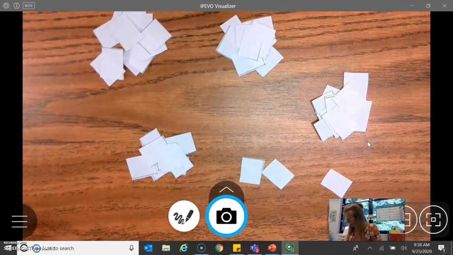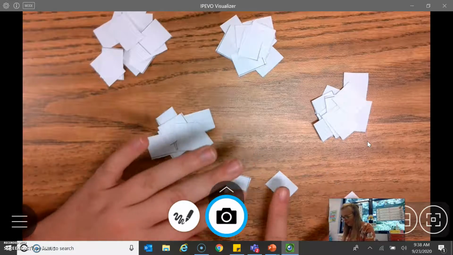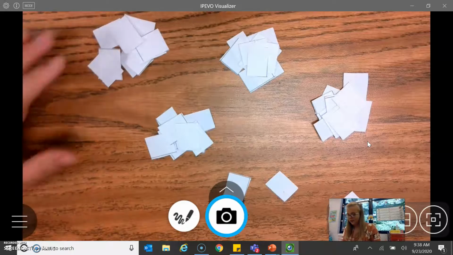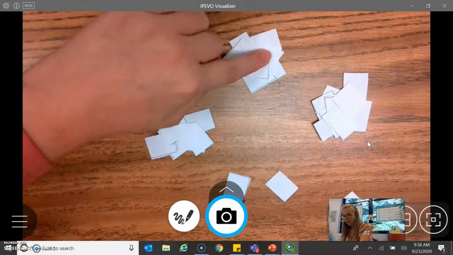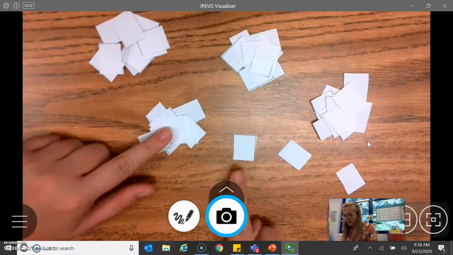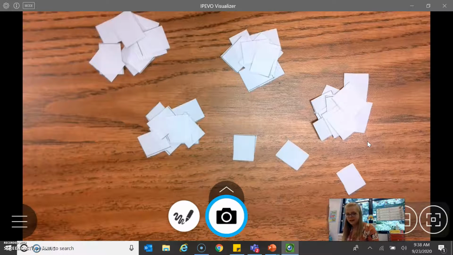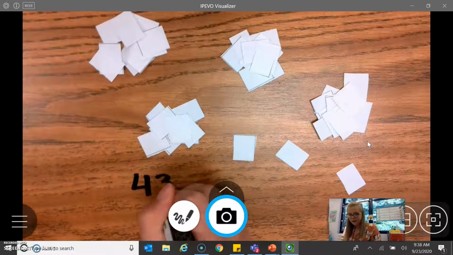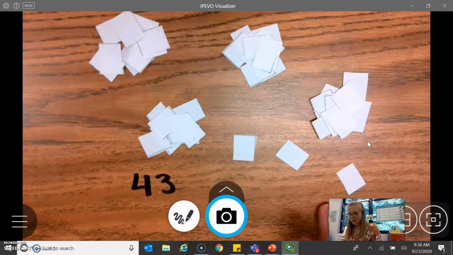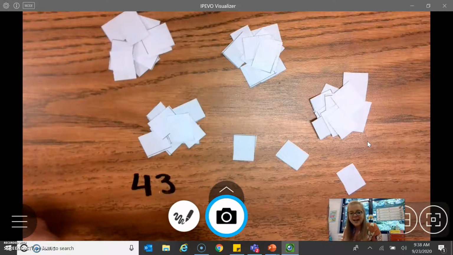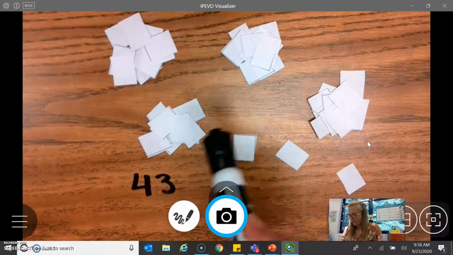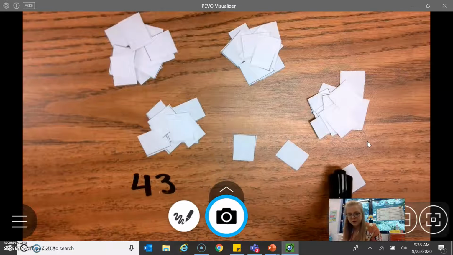Okay, so now this is how many papers I dropped this time. I'm going to count them. So I know these are groups of 10, so I can count these by 10, right? So I know I have 10, 20, 30, 40. I have to count these by ones because they're worth 1. 41, 42, 43. So I have 43 squares. I have 4 groups of 10s and 3 ones. So I can remember I can count them by 10s because they're groups of 10. So I say 10, 20, 30, 40, 41, 42, 43.